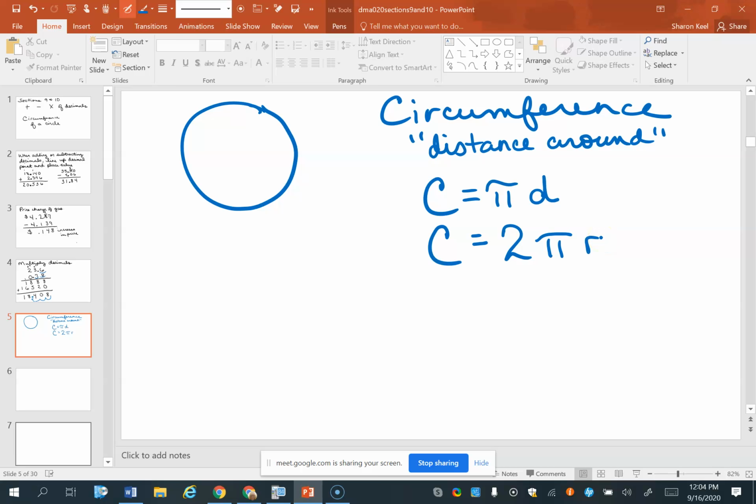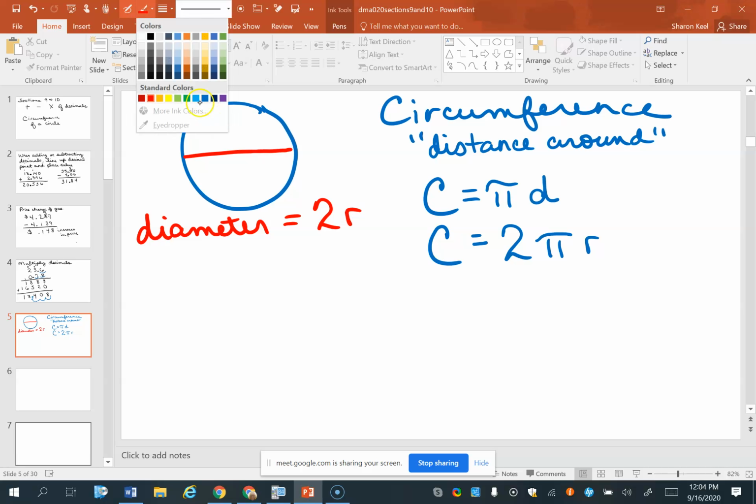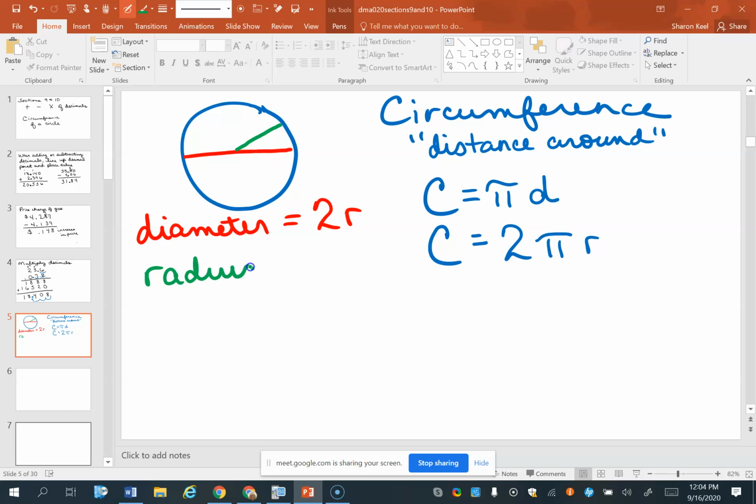So let's have a little conversation about diameter and radius. The diameter is the distance from side to side. If you need to know the diameter, but you're given the radius, you just double the radius to get the diameter. If you're given the diameter but you need the radius, you would take the diameter and cut it in half to get the radius.